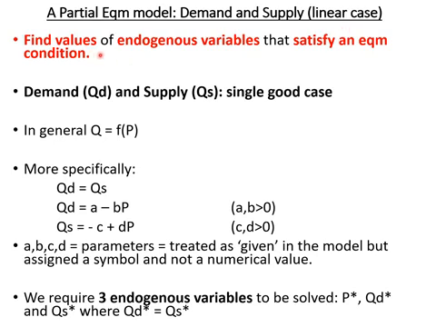And we want to find the values of the endogenous variables that satisfy an equilibrium condition. All right, so we're working with demand and supply. As I said, it's a single good case, so this is an isolated market. And we know that in general, quantity is a function of price. More specifically, we can set out our mathematical model as follows.